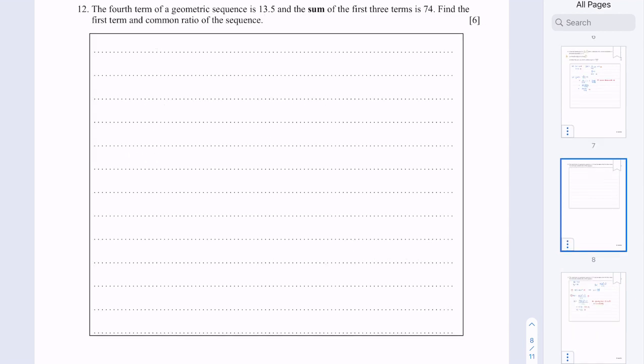Question 12. The fourth term of a geometric sequence is 13.5, and the sum of the first 3 terms is 74. Find the first term and common ratio of the sequence.